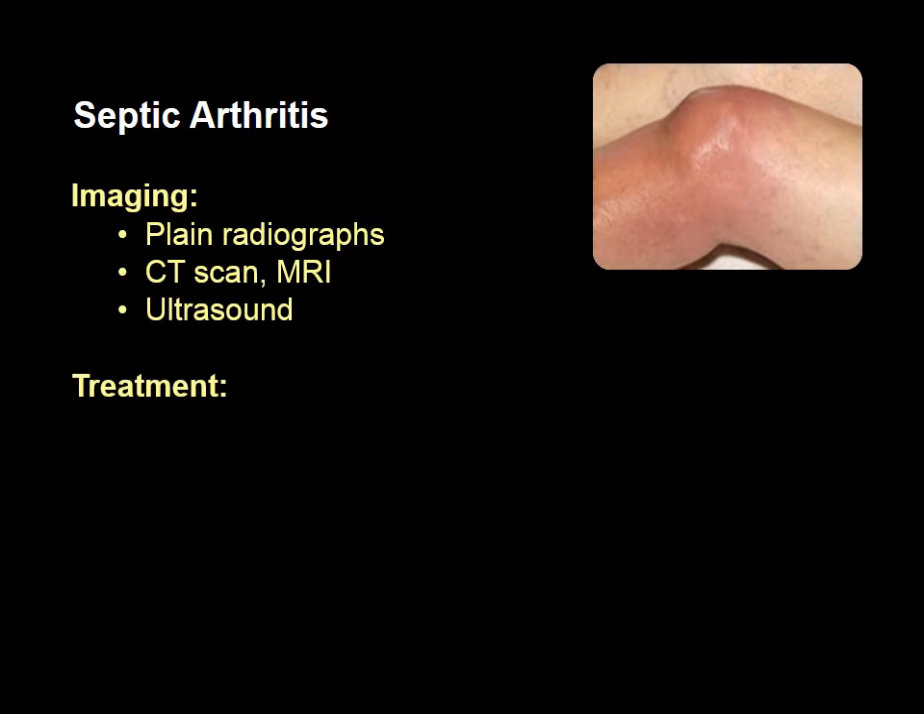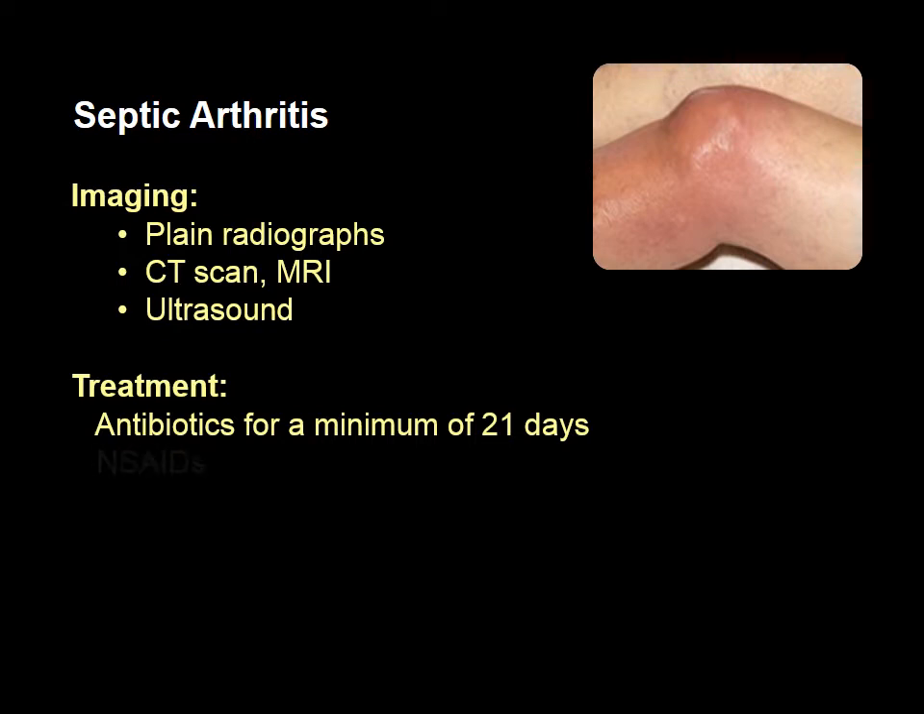The initial choice of empiric antibiotic therapy depends on the age of the child, clinical presentation, and local patterns of antibiotic resistance. The duration of therapy may range from 2 to 4 weeks depending on the response to therapy and the suspected organism. Children with septic arthritis should be managed in collaboration with an orthopedic surgeon.